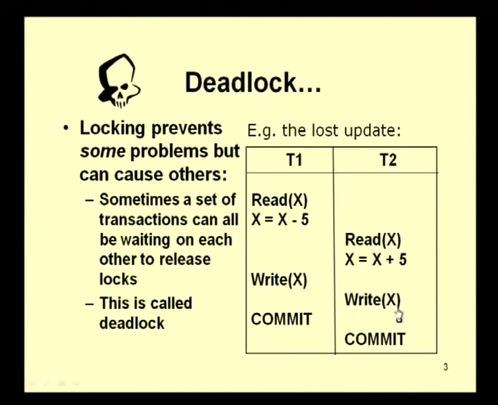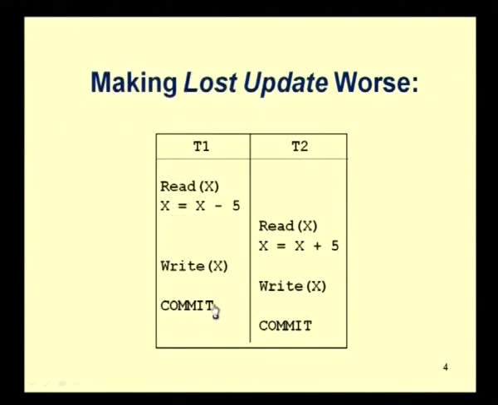So, you understood the problem of the deadlock. Here, read is allowed. Now, here write needs this read to be released. For this read to be released, this write has to be done and the commit has to be done. But for this write to be done, this read is requested. But for this read to finish, this write and commit has to be finished. So, this is the deadlock problem. So, this makes lost update worse, as I already explained.